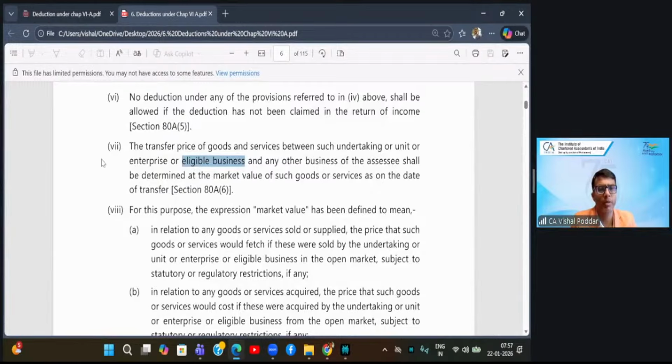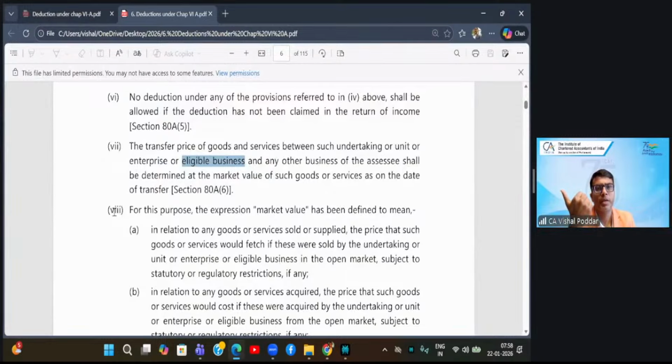Now, what are points number 7 and 8 both dealing with? What did the government identify that people smartly did? When they had multiple businesses, one of which is eligible and others not eligible, within these businesses, if there is any transfer of goods or services, they used to manipulate the price. Now, what manipulation will I do?